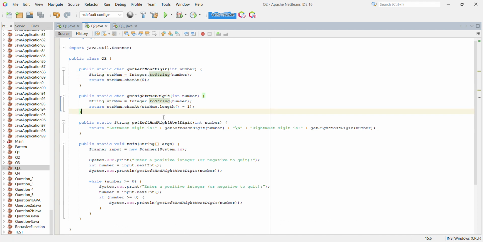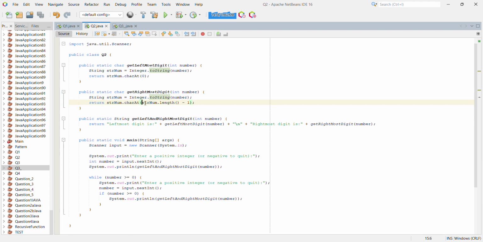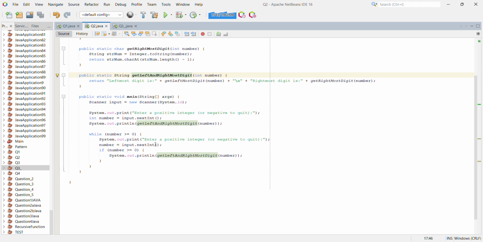Then we write 0 and minus the word length into the char structure. Since the rightmost and leftmost digits are requested from us, and since we will continue this process until we enter a negative value, we should use the while loop. Let's run it.